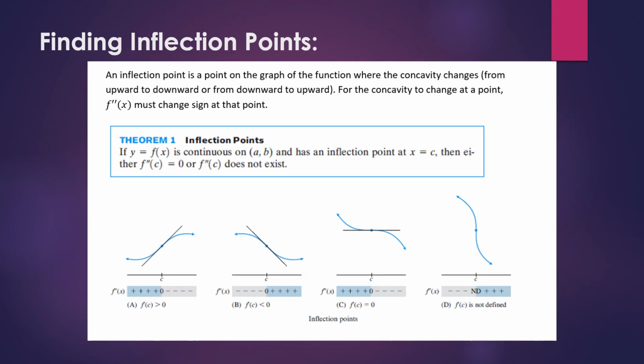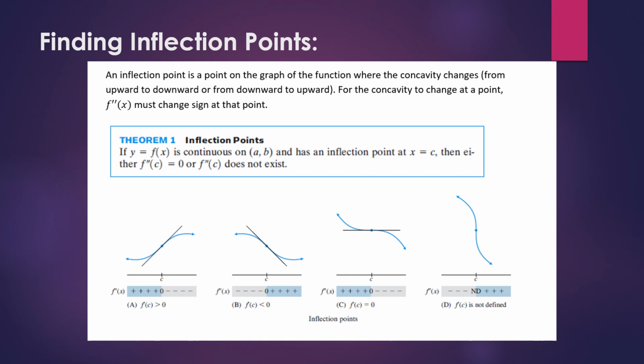Finding inflection points. An inflection point is a point on the graph where the function changes its concavity. So either it goes from concave up to concave down, or concave down to concave up. And for the concavity to change at a point, f double prime must change signs at that point.